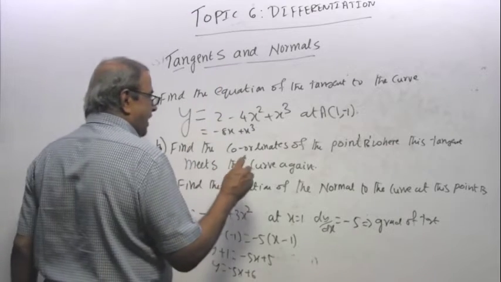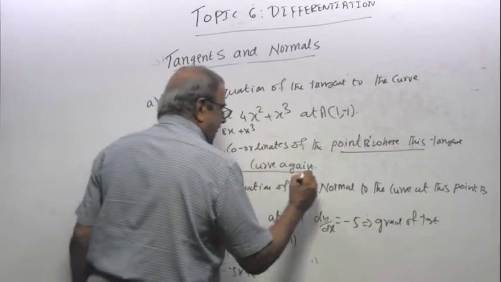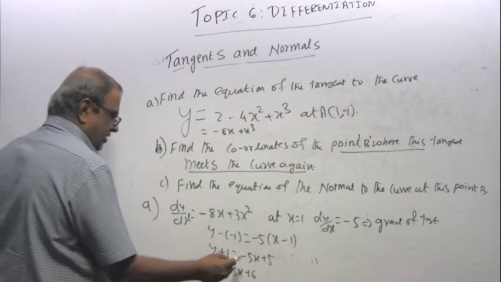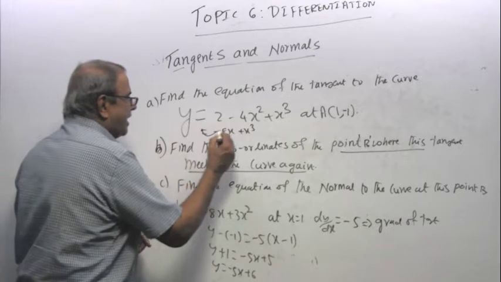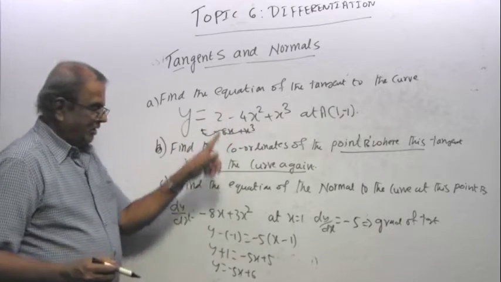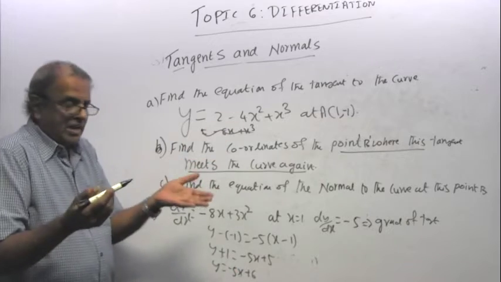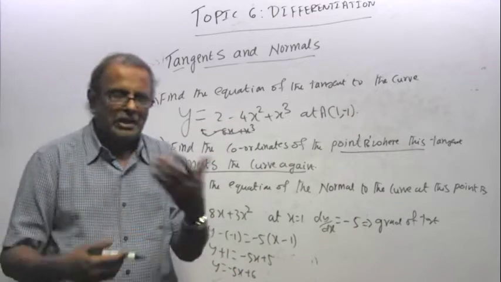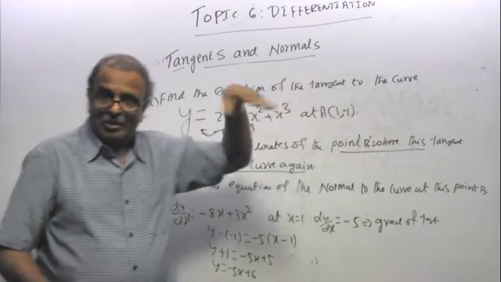I need to find the point where this tangent meets the curve again. I need to solve simultaneous equations with this and that. This question is already y equal to. So if I write the tangent as y equal to, then I can equate the two easily. Otherwise, if I write 5x plus y minus 6 equal to 0, again I have to make y the subject and then substitute.